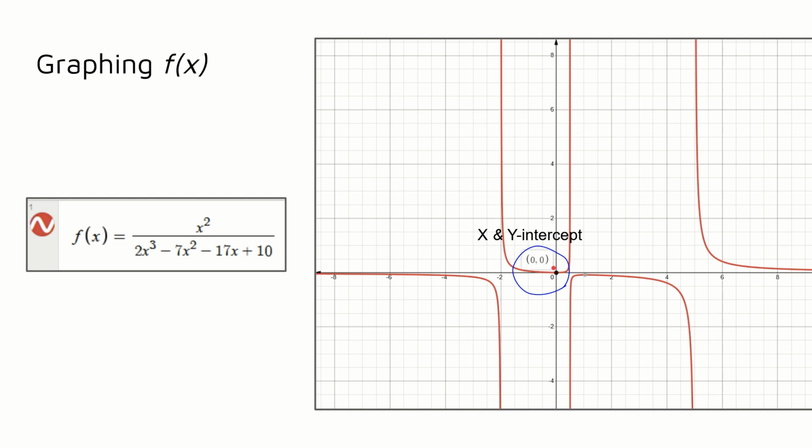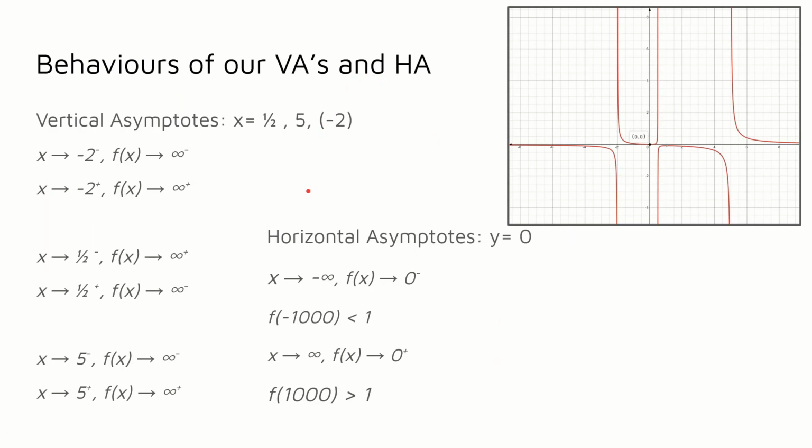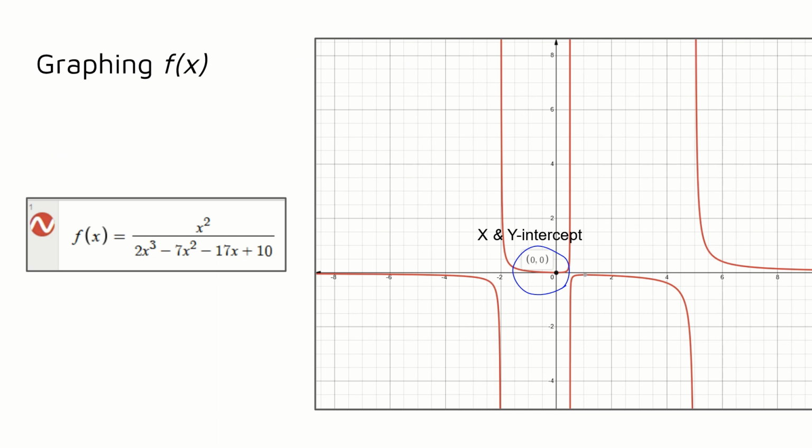I want to mention also something about the test values. You got to do a lot of test values. The ones I did were test values at -3, -1, 0.25, 2, and 6. You gotta do a lot. Yeah, it sucks.